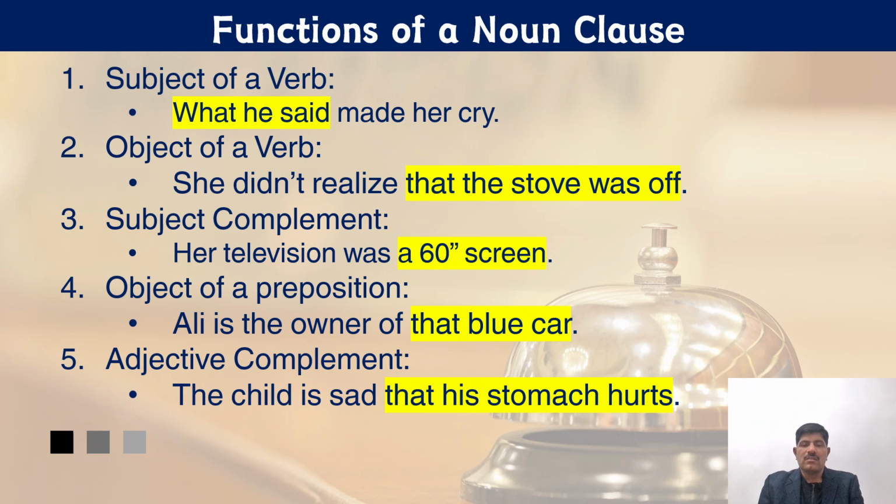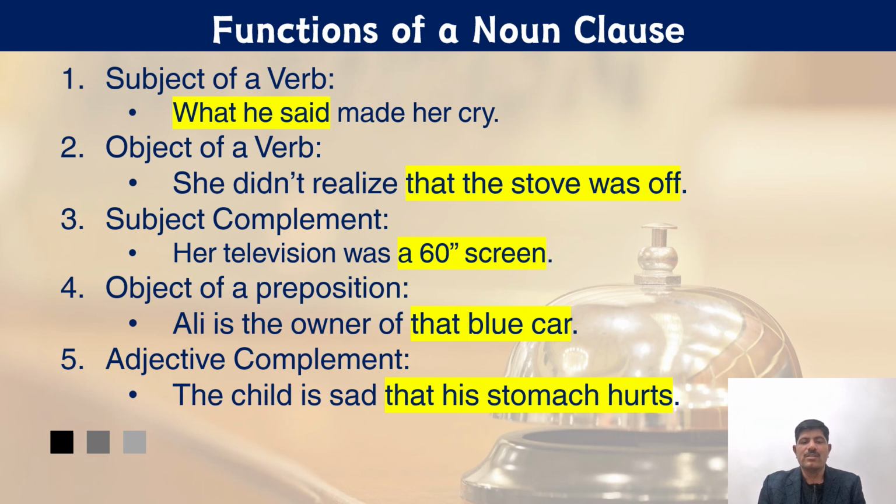Now let's go understand their functions. The foremost is the noun clause. A noun clause can do the same as a single word noun in the sentence. It can be a subject of a verb: what he said made me cry. It can be an object of a verb: she didn't realize that the stove was off.